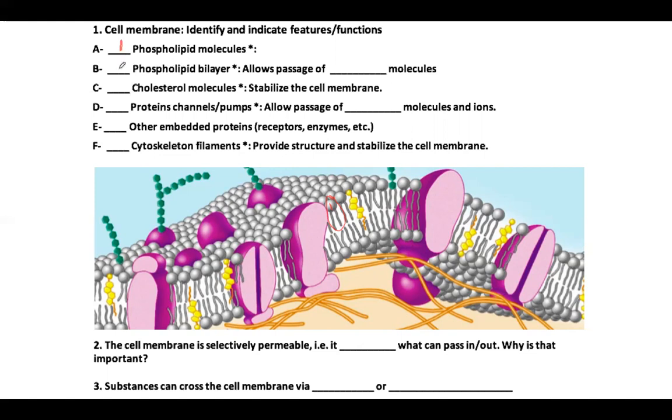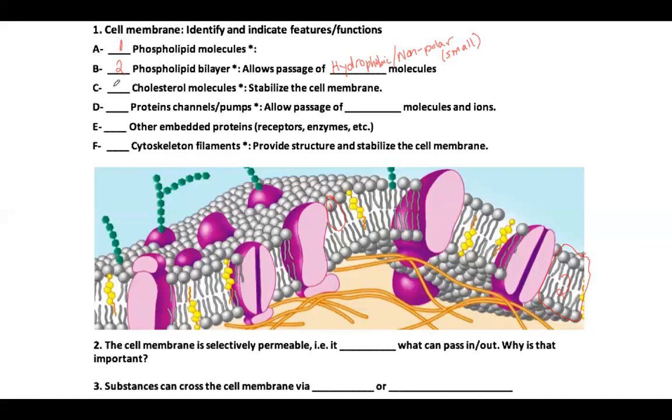The phospholipid bilayer is when these phospholipid molecules come together and form this bilayer here. So this is the bilayer. It allows for the passage of hydrophobic, nonpolar molecules. They also have to be very small.